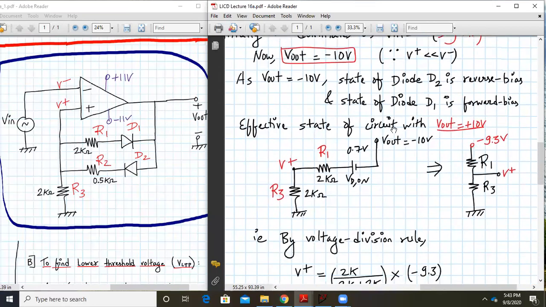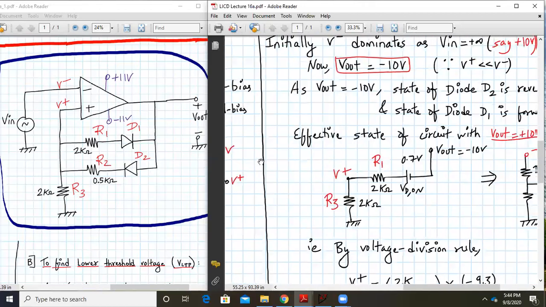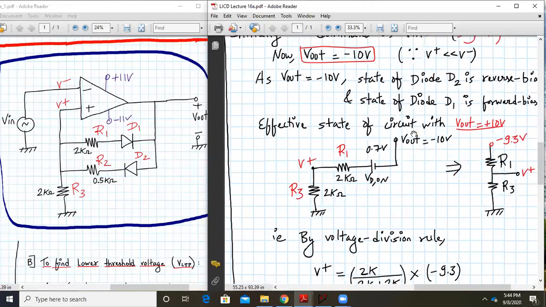So the effective state of the circuit with V out equal to minus 10 is as follows. Here there is a mistake, I guess. Yes, it's a mistake. The effective state of the circuit with V out equal to minus 10. Here it should be minus 10. Let me see if I can write something over there. Okay, doesn't matter, I think you have understood. V out will be at minus 10 volts.